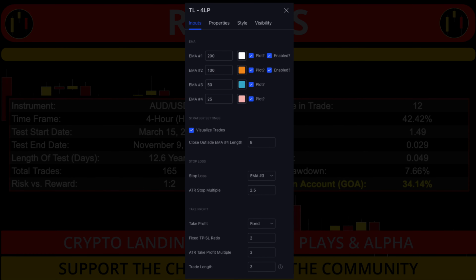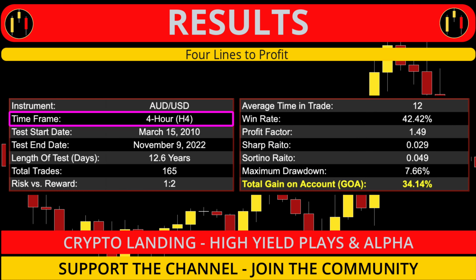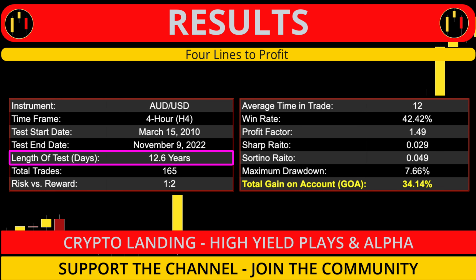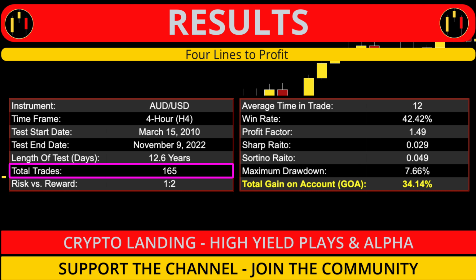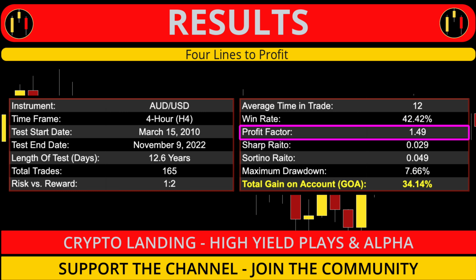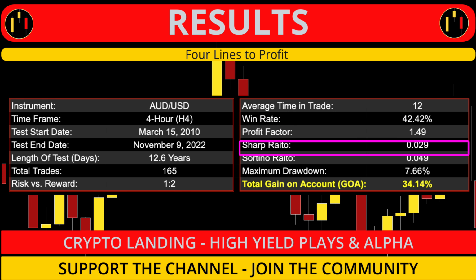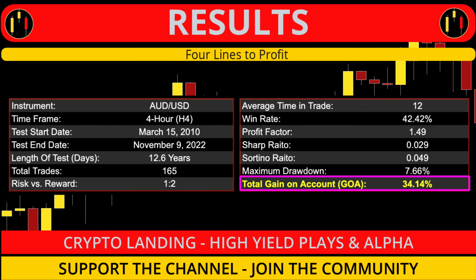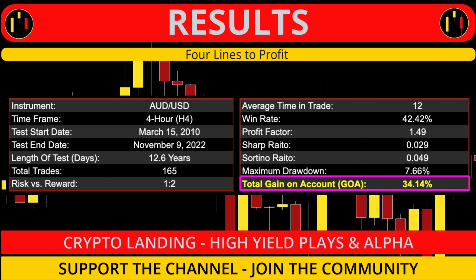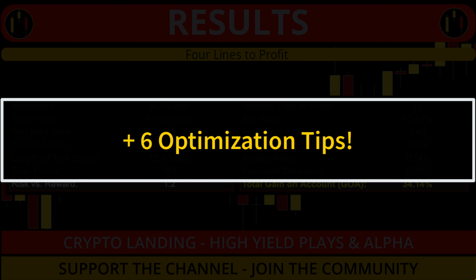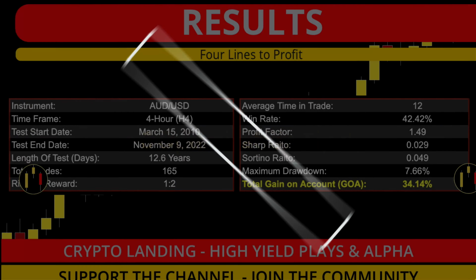This test was done with the Trader's Landing automated script. Using 4-hour candles and only looking at the Aussie USD chart, it took 12.5 years to find the 165 setups. The win rate was in the low 40s and the profit factor was a respectable 1.5. The drawdown was small at 7.66 and the total gain on account came in at 34%. This is just the beginning and there is a lot of headroom for improvement, so stay with me now.